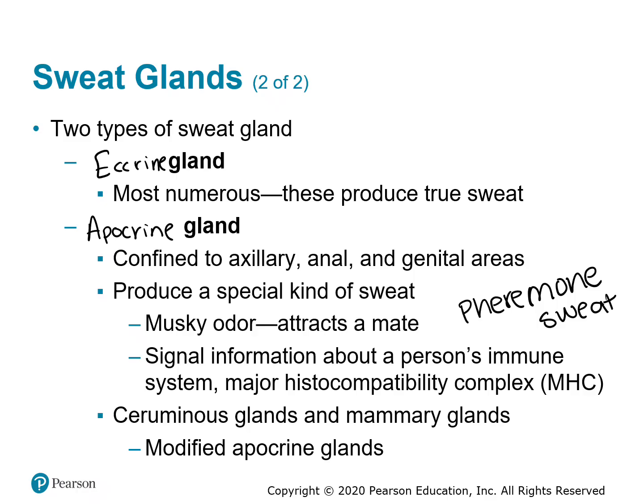Ceruminous glands make earwax, and mammary glands, once prompted, make milk. And those ceruminous and mammary glands are just modified apocrine glands.